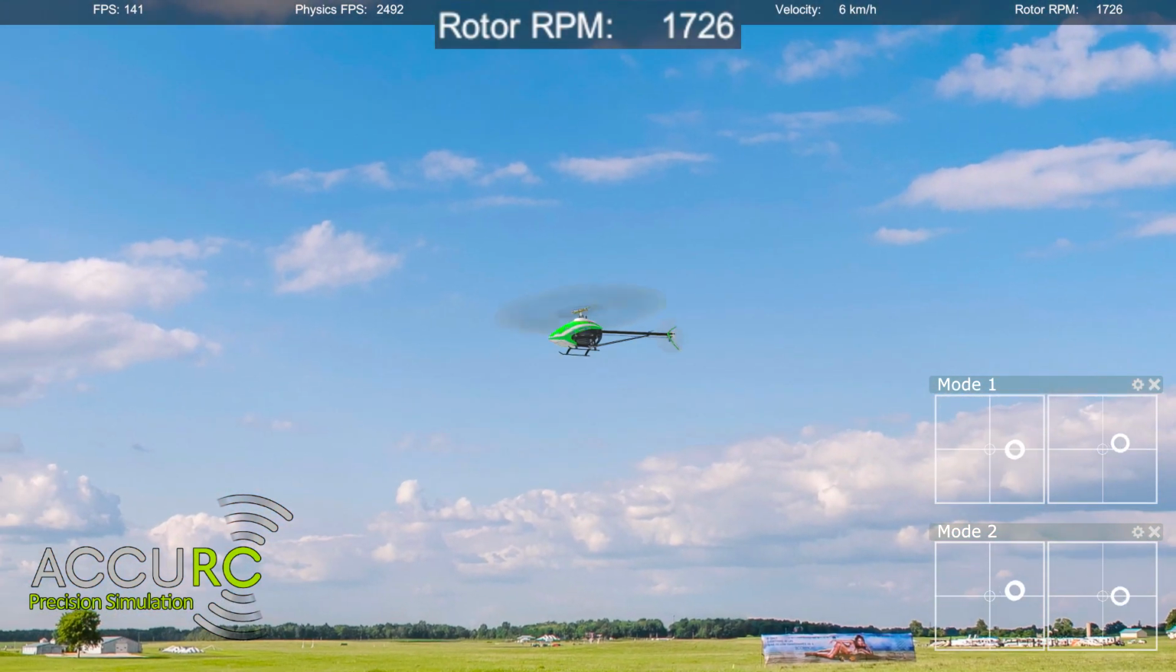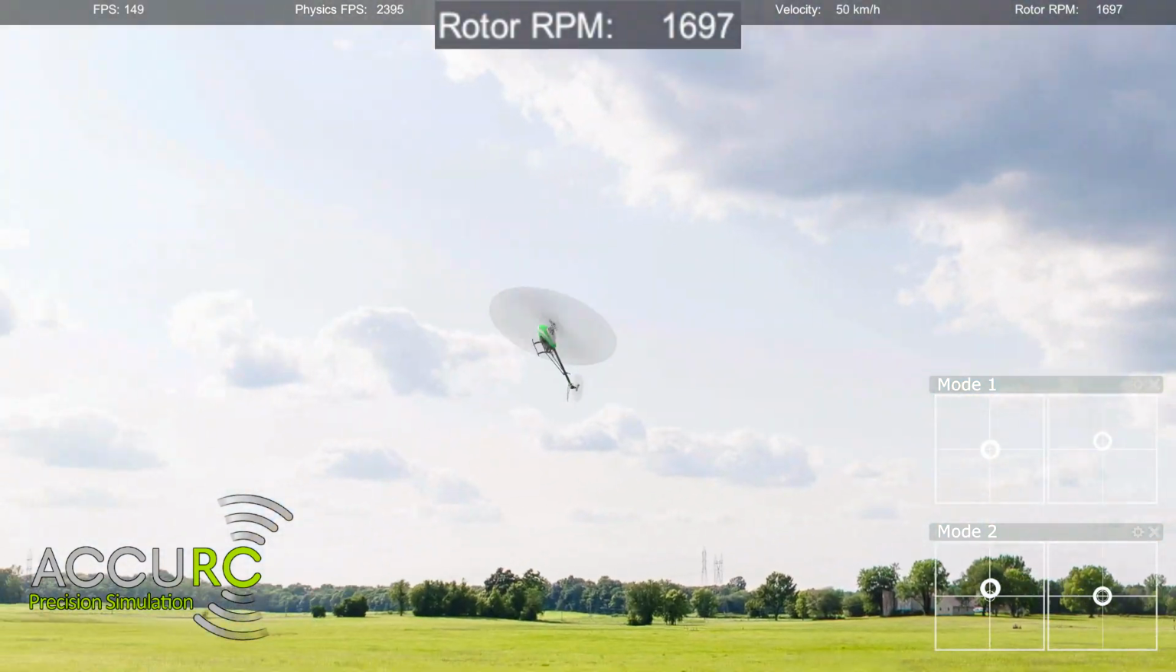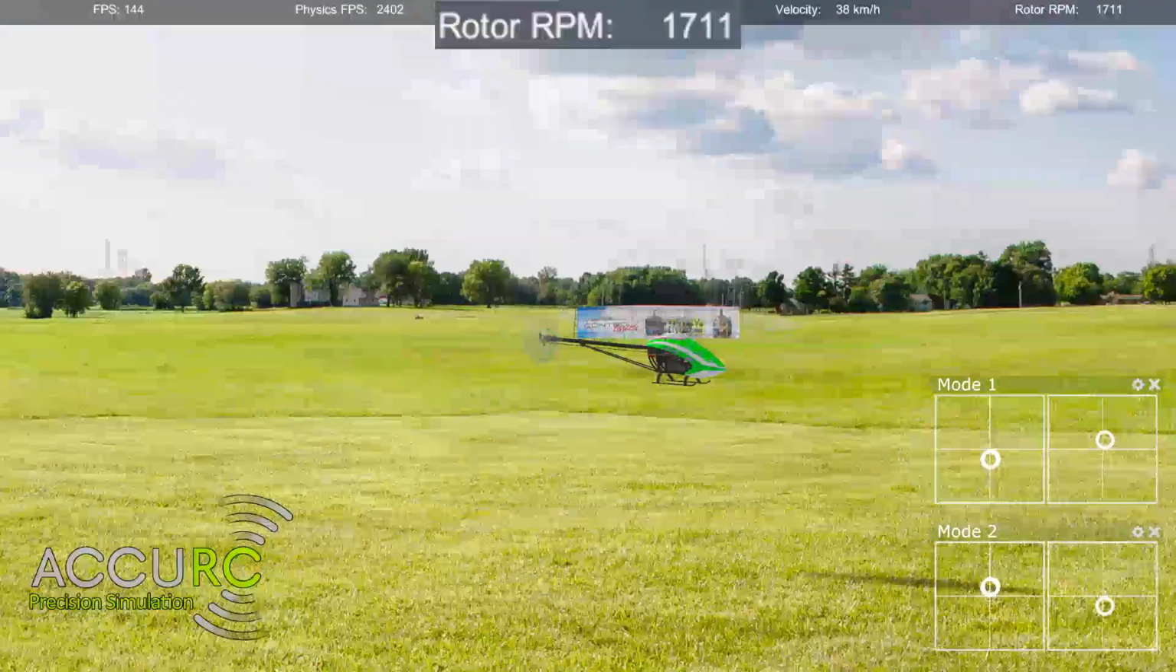So what you want to do if you need RPM is pull back on the cyclic. Don't be scared about that. It will give you RPM, and with that RPM you can do more stuff.